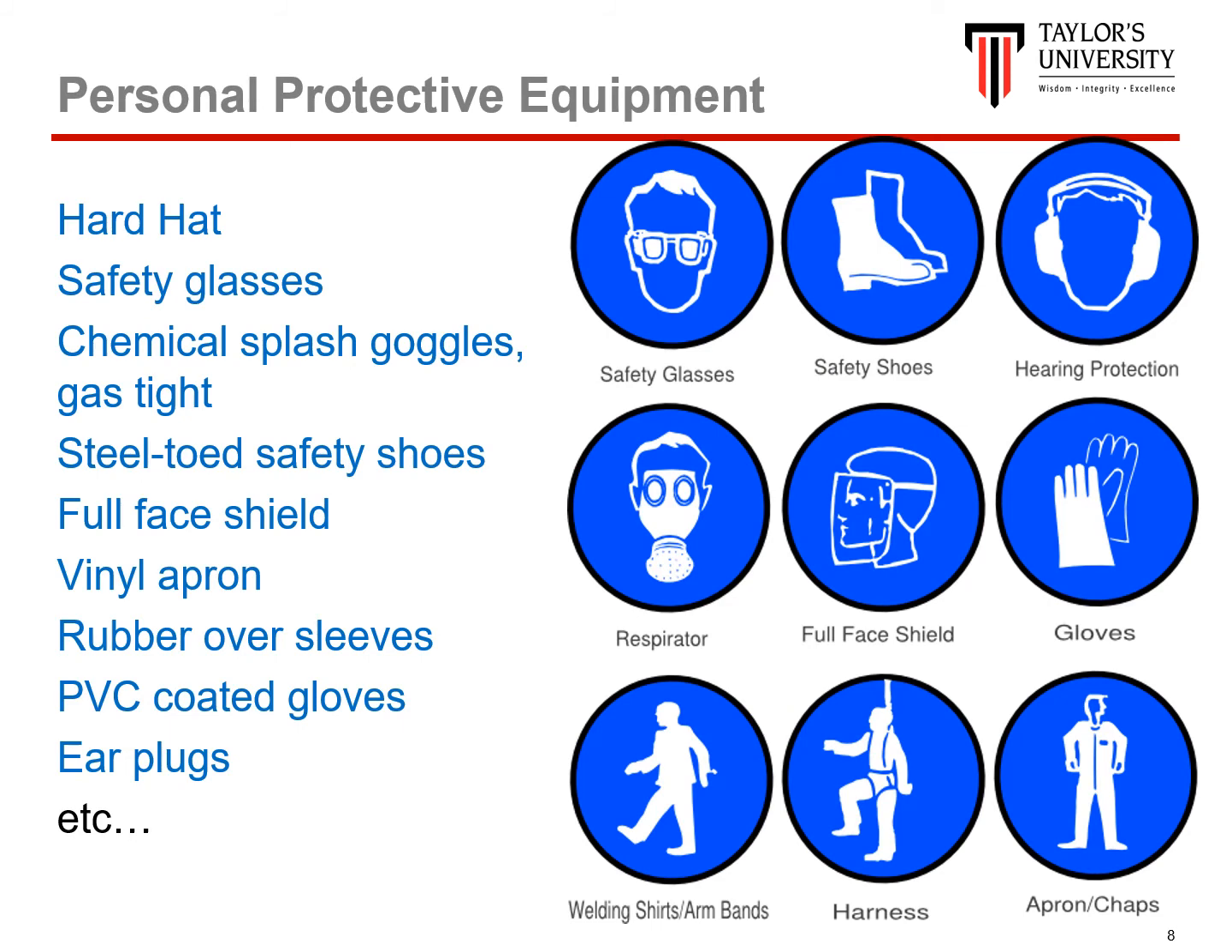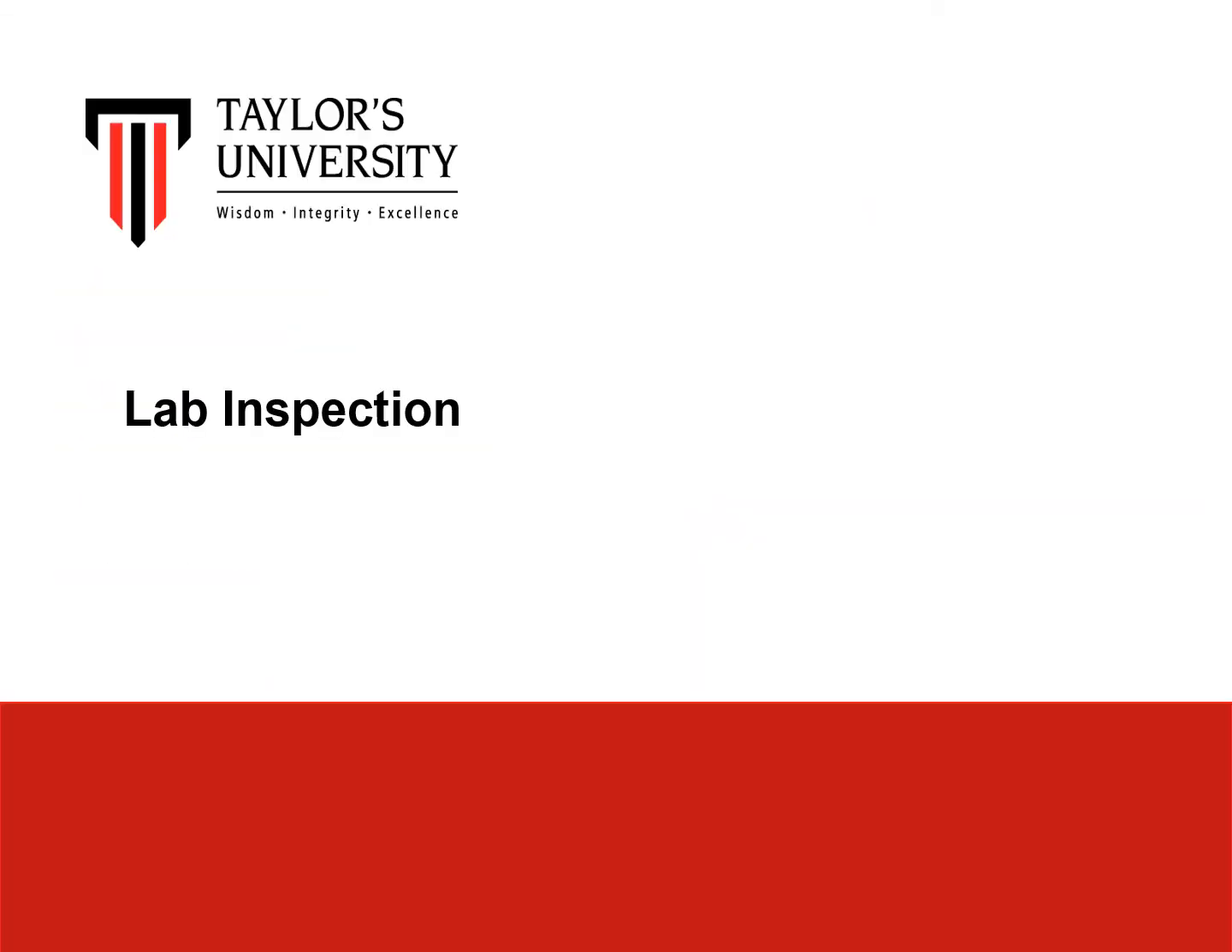This slide shows us general PPE and their design icons. So when you see this, you know that in this area you have to wear this PPE. So far we have talked about industrial hygiene in terms of identification of hazards, evaluation of hazards, and also the control methods. To conclude all this, we're going to go into a special chapter to talk about lab inspections itself.